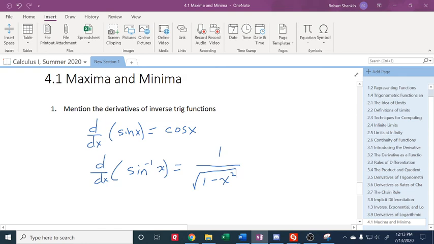But there are going to be problems in future homework assignments where you're going to have something like this, the derivative of the inverse sine, and you're going to have to get it.